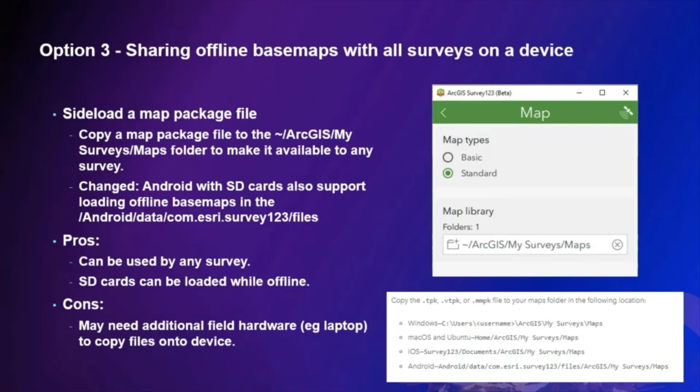A couple advantages to sideloading maps are that the maps can be used by all surveys on the device, and that new maps can be loaded in completely offline environments when they're stored on SD cards. A disadvantage of this method is that you will need to plan ahead for any additional hardware such as SD cards, laptops, or USB cables that you might need in order to load the maps onto the device.